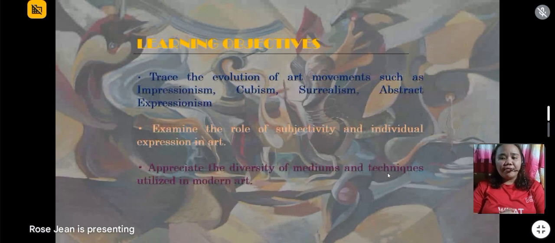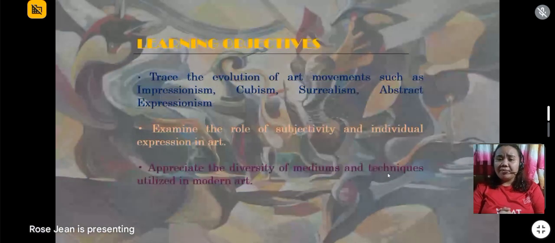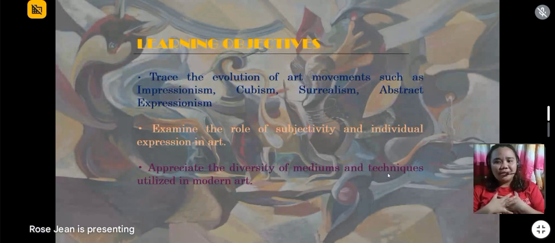So first, trace the evolution of art movements such as Impressionism, Cubism, Surrealism, and abstract expressionism. Next is examine the role of subjectivity and individual expression in art. And lastly, appreciate the diversity of styles, techniques, and concepts employed by artists. So, let's start the first modern art movement, which is Impressionism.